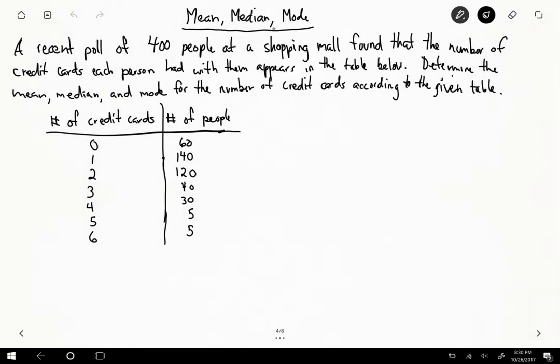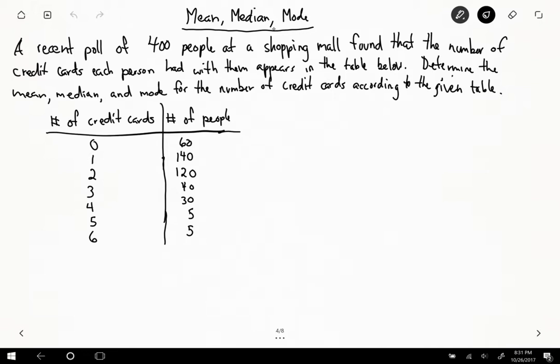Mean, median, and mode. What are we getting to here? We have a recent poll of 400 people at a shopping mall that found the number of credit cards each person had with them appears in the table below. Determine the mean, median, and mode for the number of credit cards according to the given table. So what does this mean? What's actually going on here?